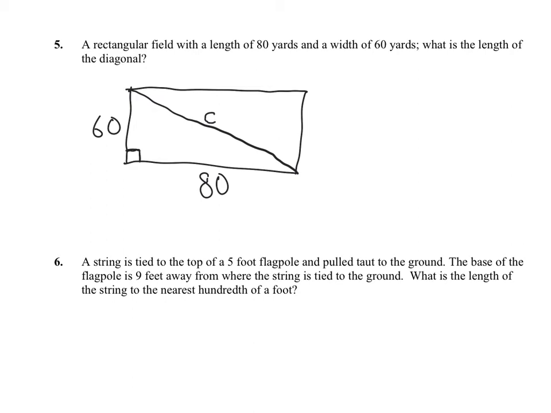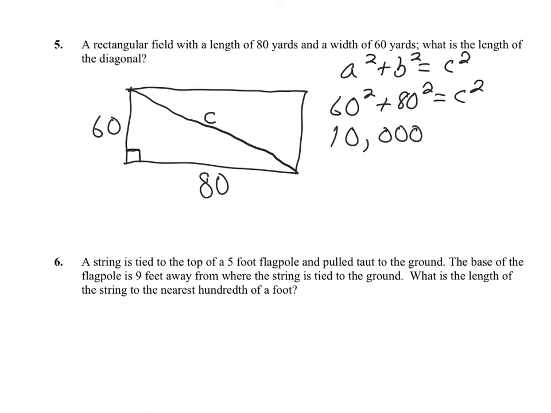Okay? So again, I form a squared plus b squared is equal to c squared, and I plug in the values. 60 squared plus 80 squared is equal to c squared. 60 squared. And here's where I can use the actual x squared button. If I just go 60, hit the squared button, then I can go plus 80, hit the squared button, and equals, and it gives me 10,000. So that is 60 squared plus 80 squared.